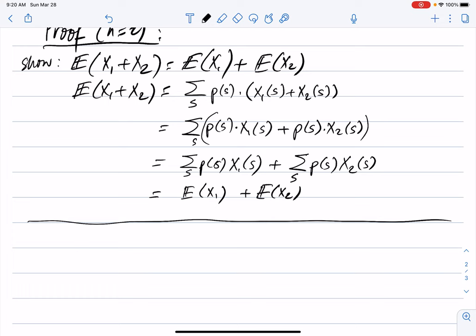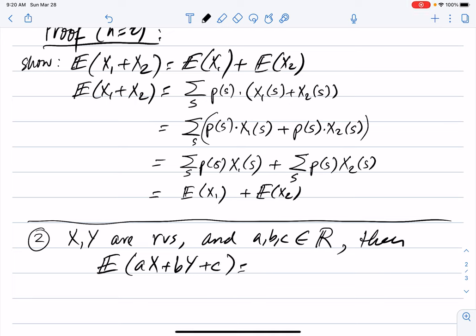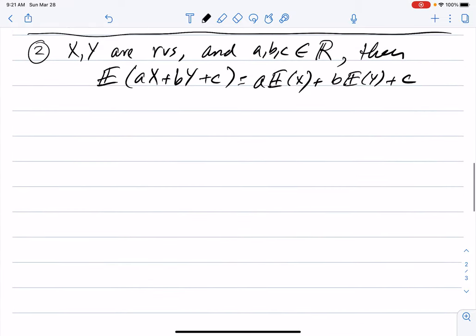Another part of this linearity of expectation is that if you have two random variables, so suppose X and Y are two random variables, and A, B, and C are some constants, then the expected value of AX plus BY plus C, so basically a linear combination of X and Y, is A times the expected value of X plus B times the expected value of Y plus C. So the expected value of a linear combination of random variables is a linear combination of the expected values of the variables, okay?